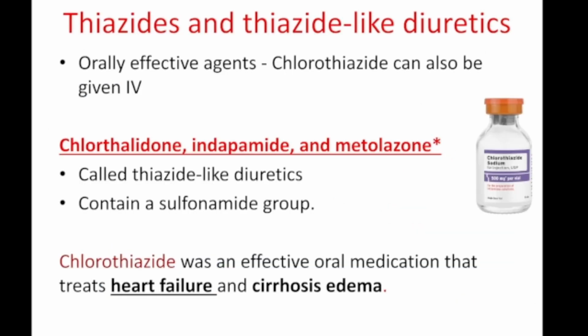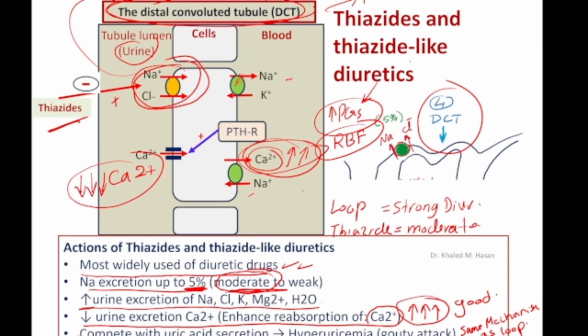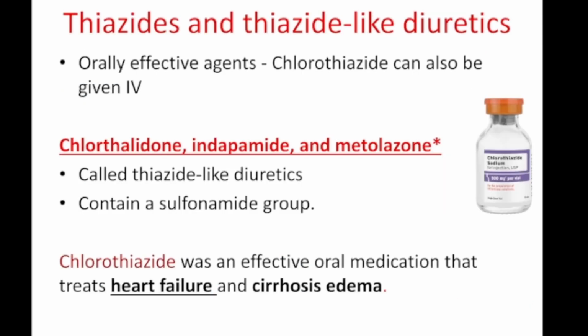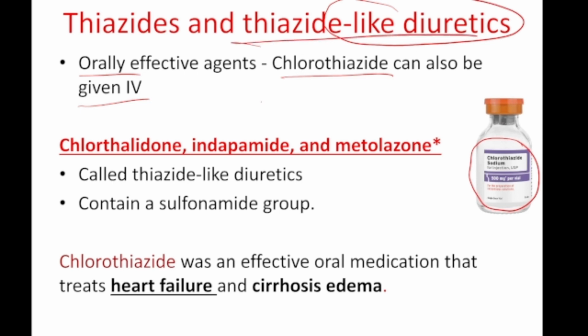Most widely used, thiazide-like diuretics are orally effective. Chlorothiazide could be available IV, and I tried to bring a picture of chlorothiazide. It is available for injection as chlorothiazide sodium. Chlorthalidone, indapamide, and metolazone are three medications considered thiazide-like. This is called thiazide-like diuretic.